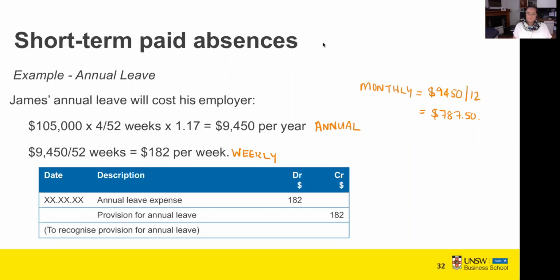okay, so just read each question carefully. If you were asked for his annual entitlement, then it's simply the full 9450. If you were told they prepare journals on a monthly basis, then the amount that goes into the journal entry would be $787.50, for example.